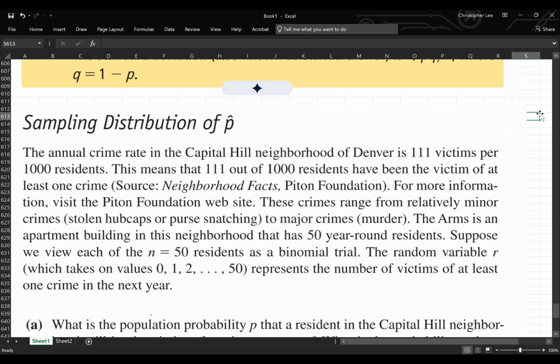The Arms is an apartment building in this neighborhood, right? That has 50 year-round residents. Suppose we view each of the n equals 50 residents as a binomial trial. The random variable R, which takes on the value 0, 1, 2, 3, 4, all up to 50, represents the number of victims of at least one crime in the next year.